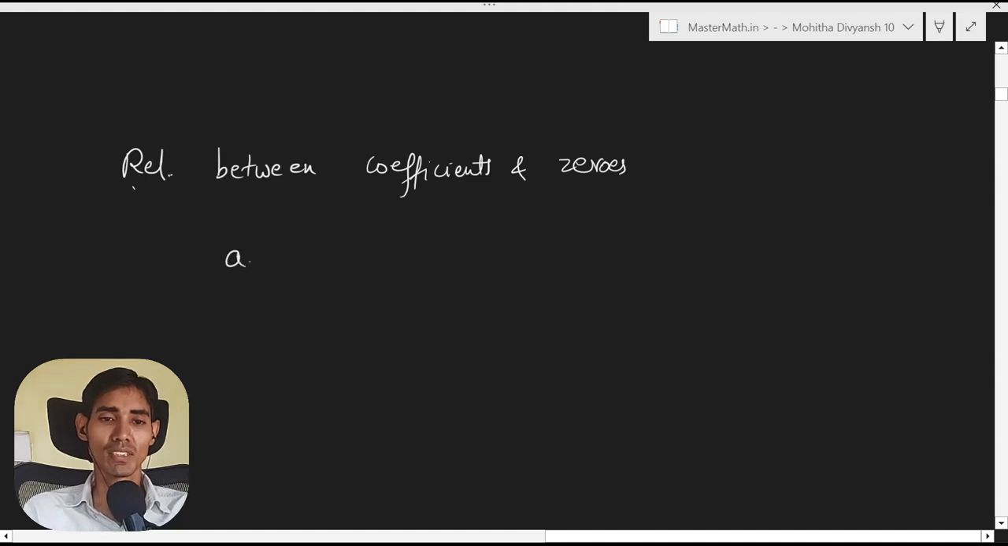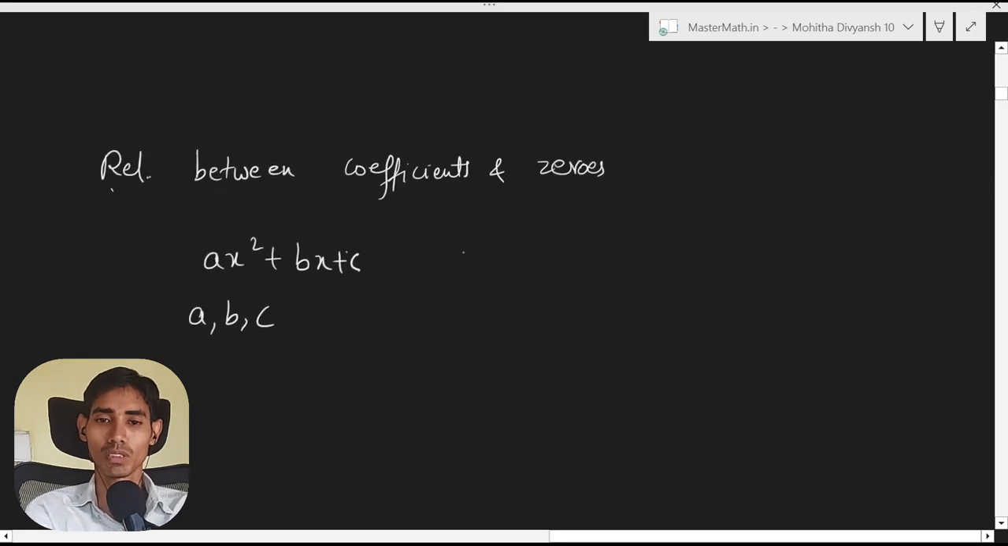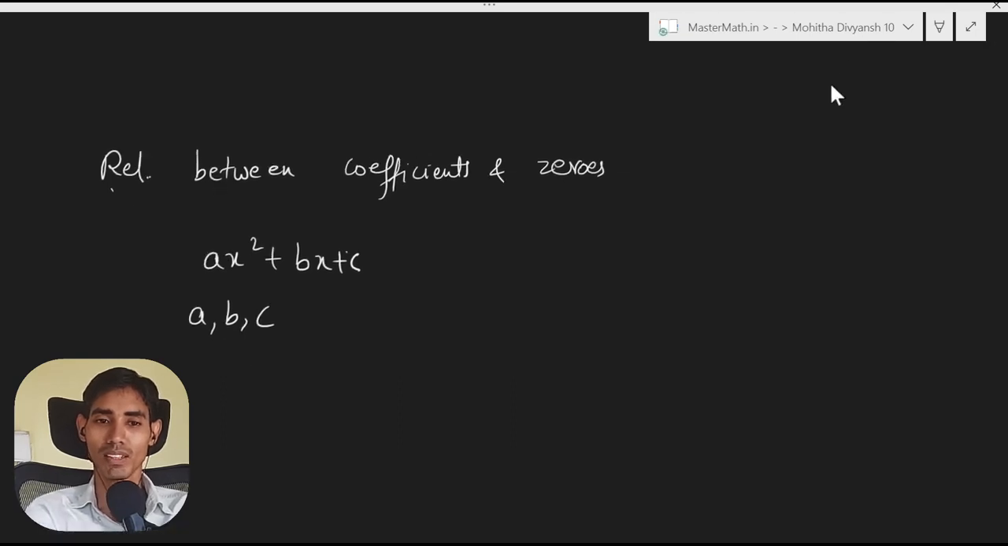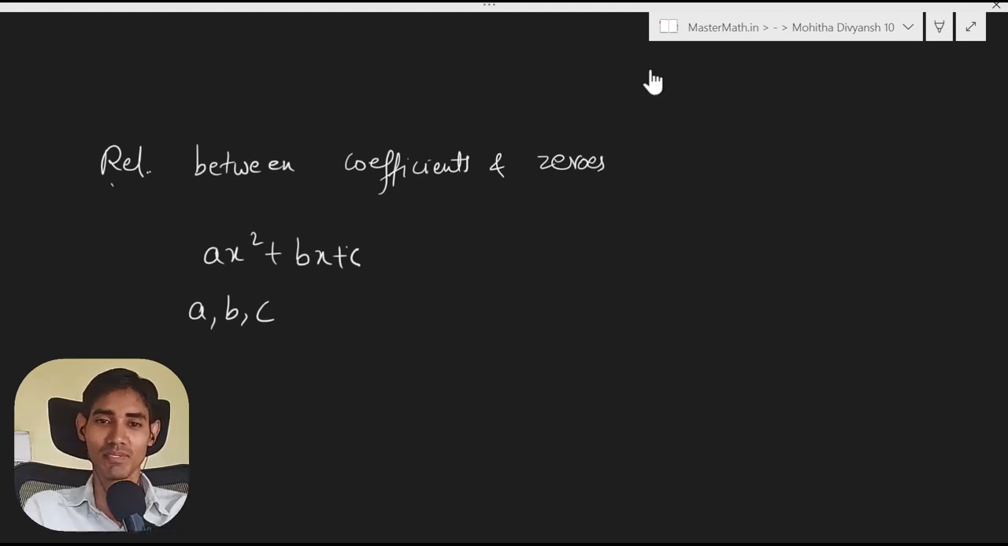So what are the coefficients? ax square plus bx plus c. a is the coefficient, b is the coefficient, c is the coefficient. And what are the zeros? Suppose for the first one, it is ax, the coefficient. I already wrote it, it took some time. Can't you see? Not yet. No. Really? That is strange. Let me share my screen once again, maybe.